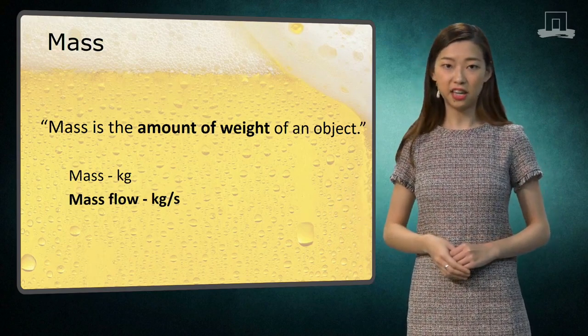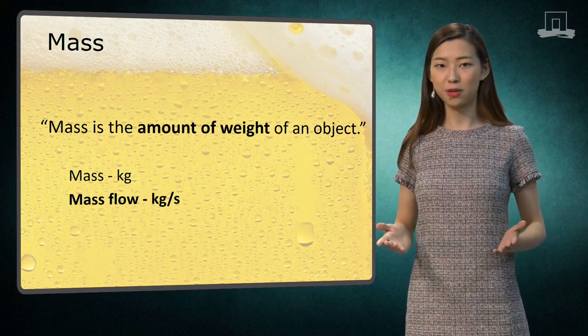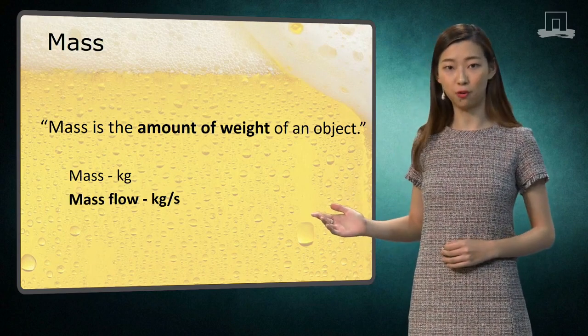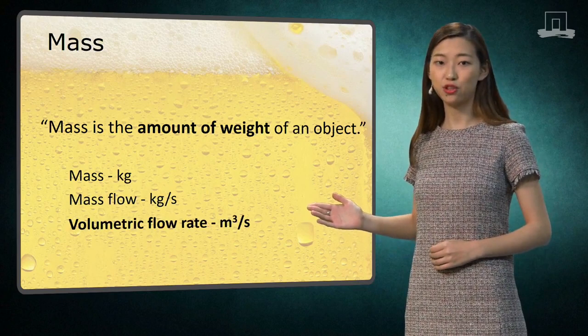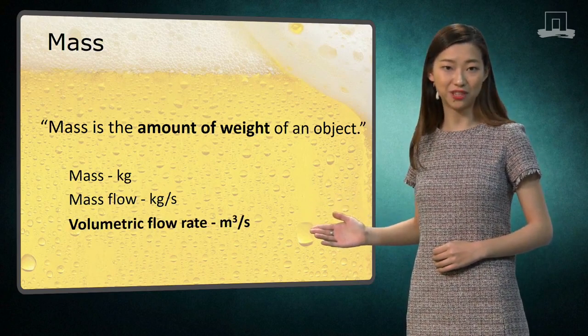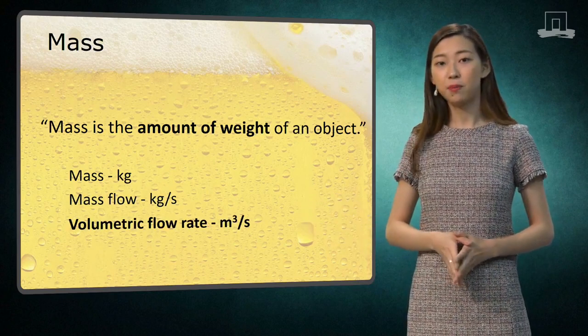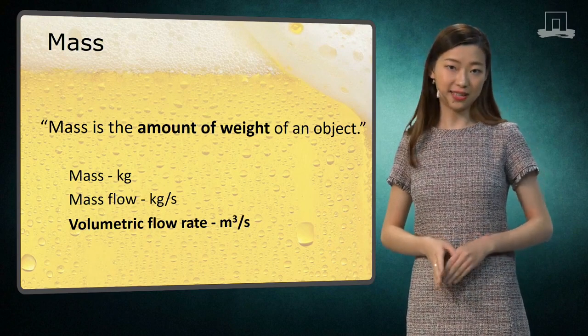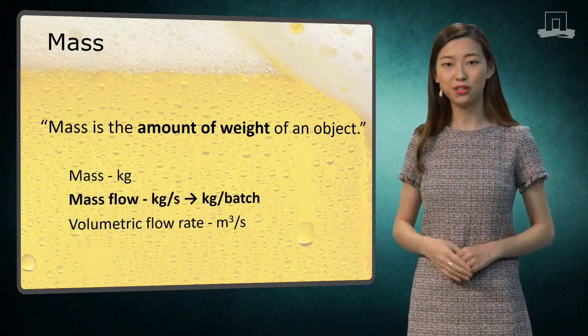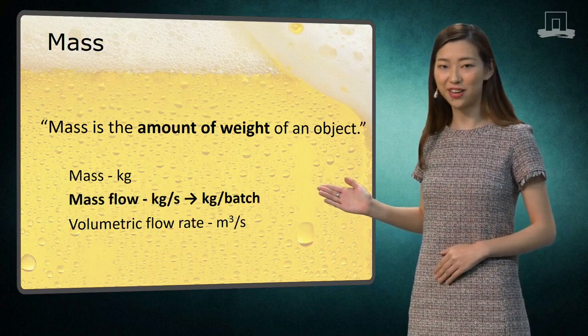When we know the density of the stream, a mass flow may be translated to a volumetric flow rate. Here, we use cubic meter per second in calculation. In beer processing, when doing the factory design, sometimes we also use kilogram per batch when considering the fermentation.